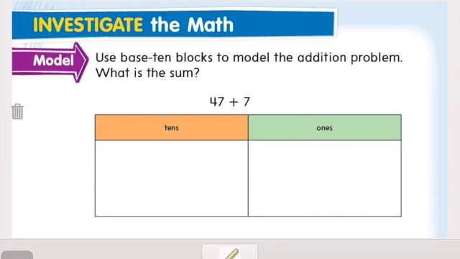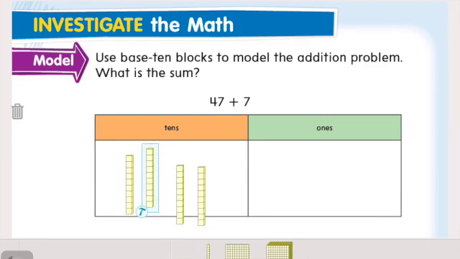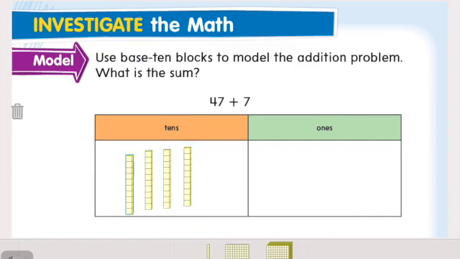So again, I have 47, 1, 2, 3, 4. Okay, and then 7, 1, 2, 3, 4, 5, 6, 7. Spread these out a little bit. And then I'm adding 7. So I'm going to do 7 over here. 2, 3, 4, 5, 6, and 7. Okay.